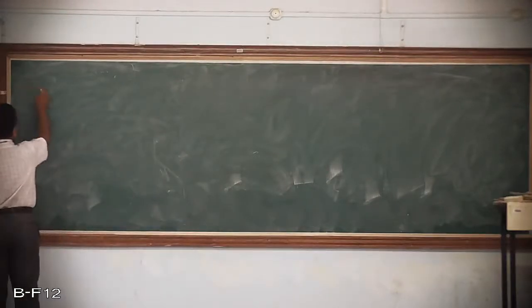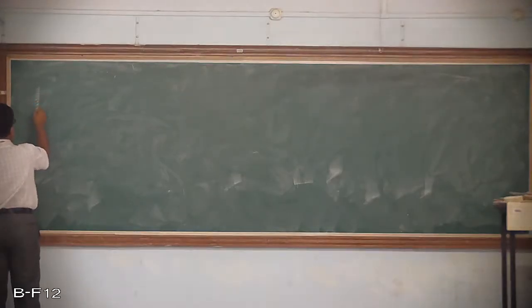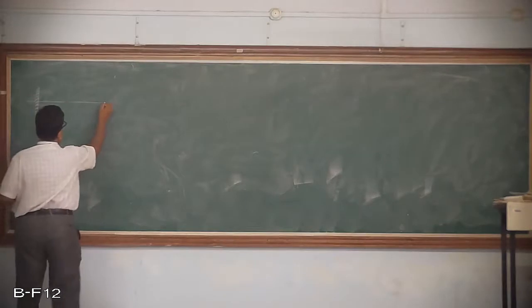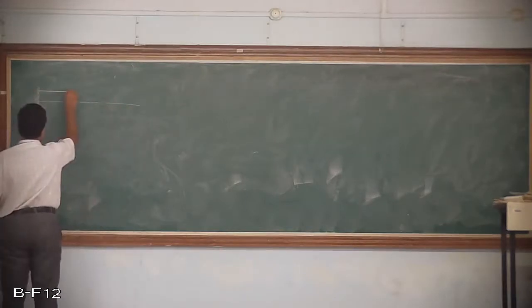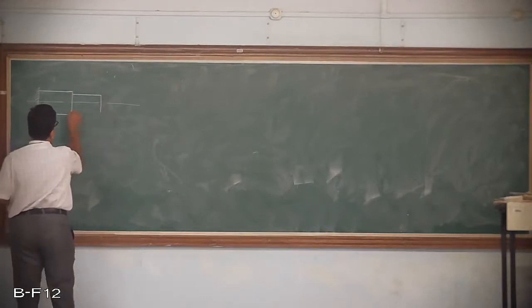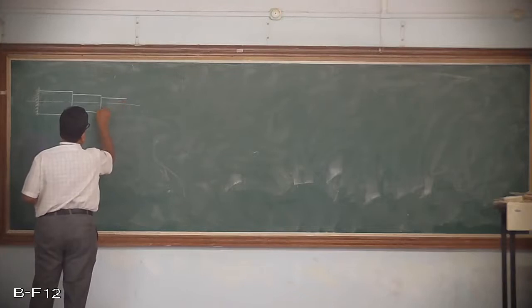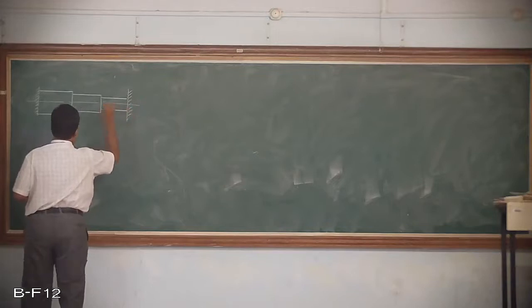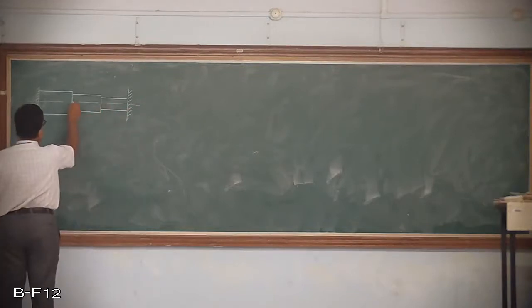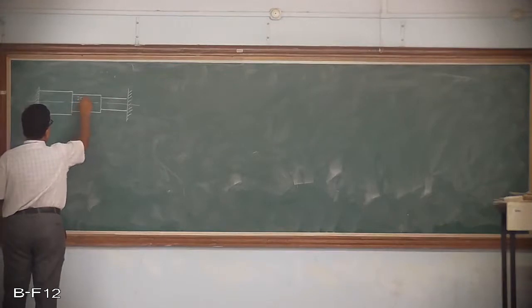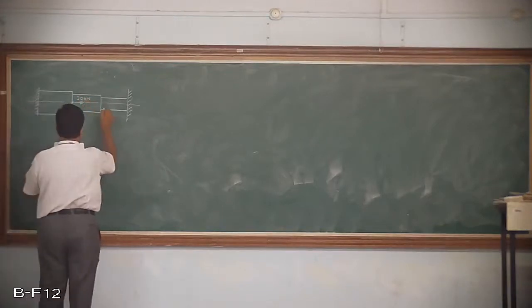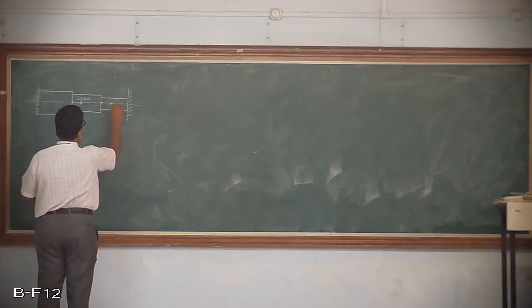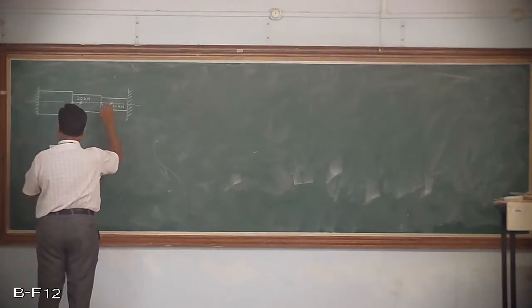This is the first problem where there are three stepped bars. This is the first stepped bar with a larger diameter. Then the next diameter is going to be smaller than that. Then there is going to be the smallest, which is going to come here, and the other end is also fixed here. Here there are two loads. A 20 kilonewton load is applied at this particular point, and a 10 kilonewton load is applied at this point.